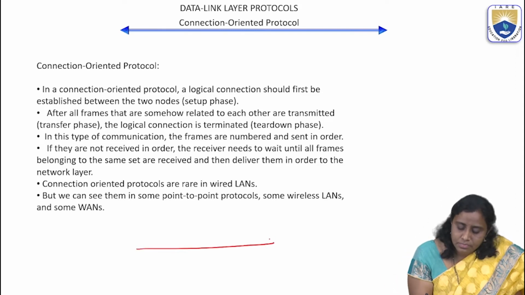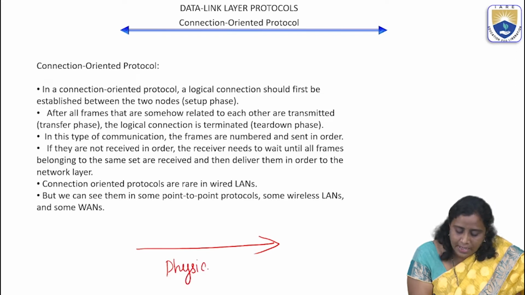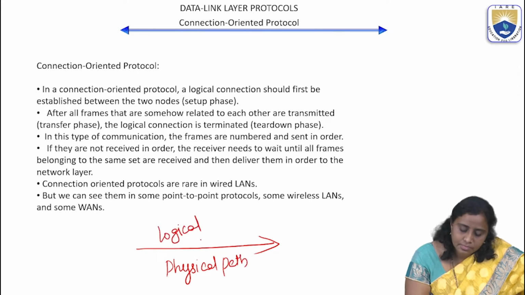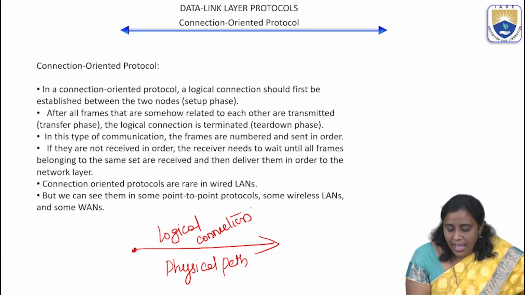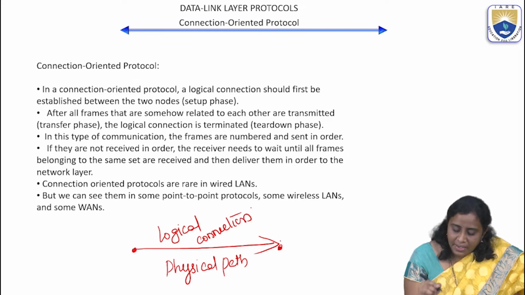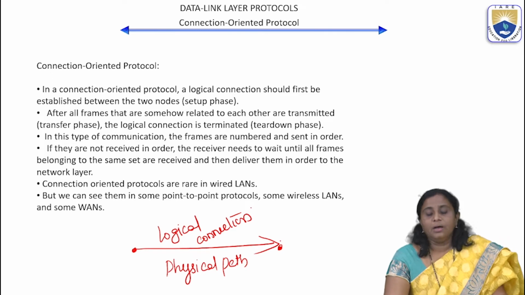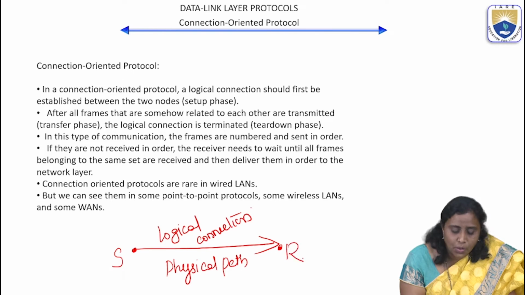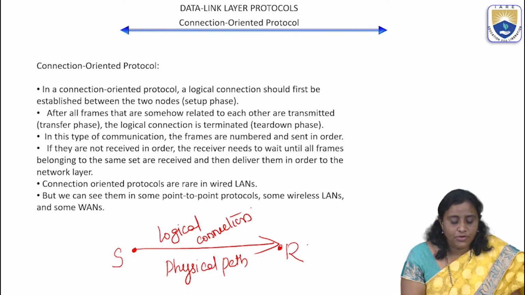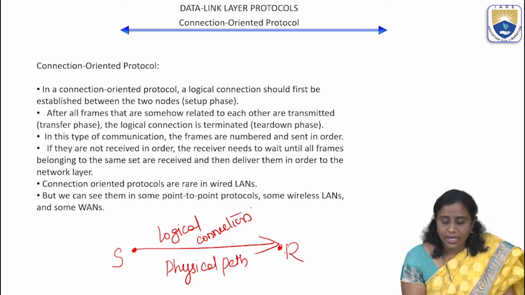That means this physical path or logical connection should be established from one node to another node. It is required between the sender node and the receiver node. And after that, all frames are somehow related to each other.